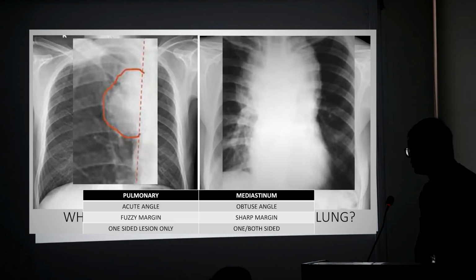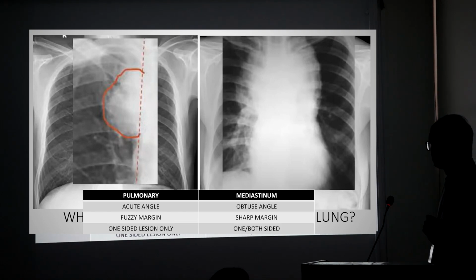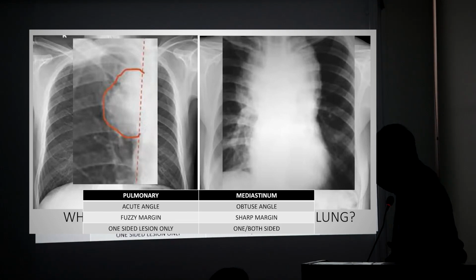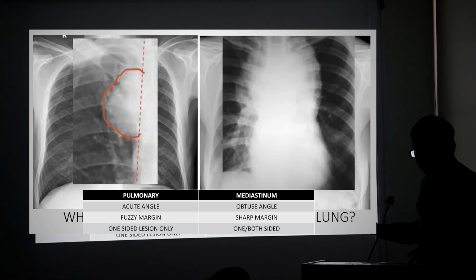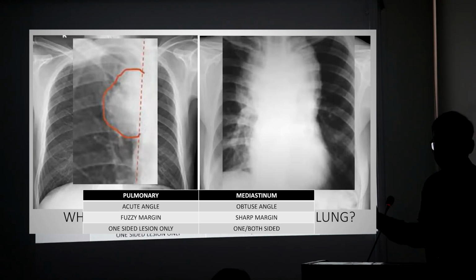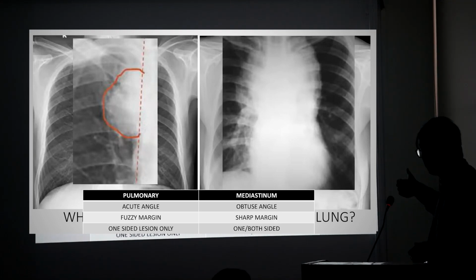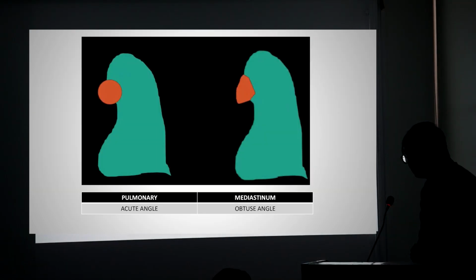Left one? See, I have zoomed the picture. Generally the pulmonary lesions make an acute angle with the line, and the margins are very fuzzy, not very sharp. And most of the time the pulmonary lesion will be on one side rather than being bilateral. Whereas if it is in the mediastinum, it generally makes an obtuse angle, the margins are sharp, and it could be on both sides. So that's how we differentiate. So this is a bilateral lesion, so it's in the mediastinum.